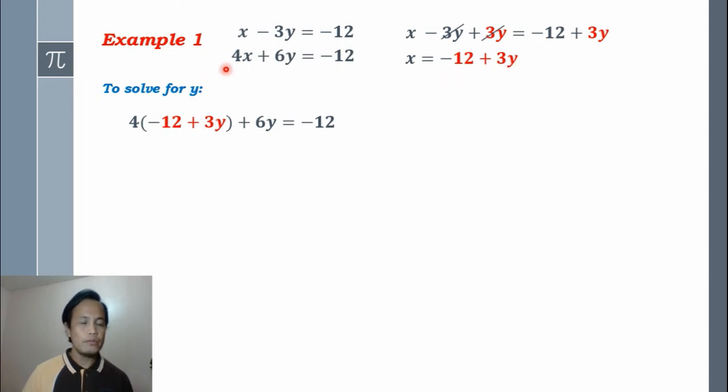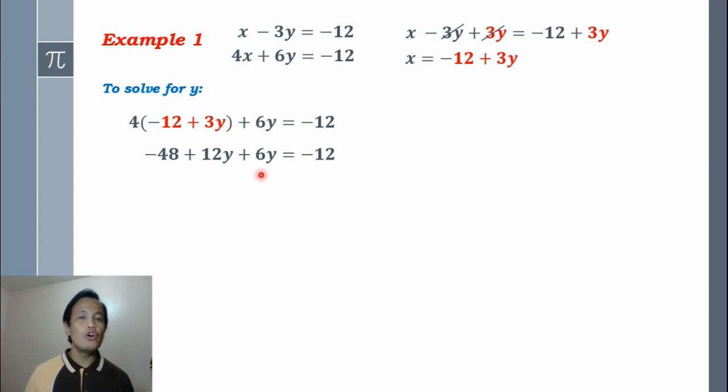So by substitution, instead of writing x here, we substitute the initial value of x from the first equation. We just simply copy 4, then we change x with the initial value of x from the first equation, which is negative 12 plus 3y. Then we just simply copy 6y and copy equals negative 12. This time we simplify. We distribute 4 to the terms inside the parentheses. So that gives us 4 times negative 12 is negative 48. 4 times positive 3y is positive 12y. Then we copy 6y equals negative 12.